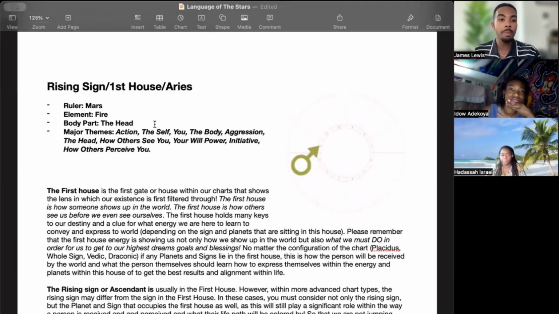So this top section that is in bold, whenever you look at a chart, and you'll get really good at it, these are the associations that I always want you to have when you are looking at the first house or the rising sign, okay?